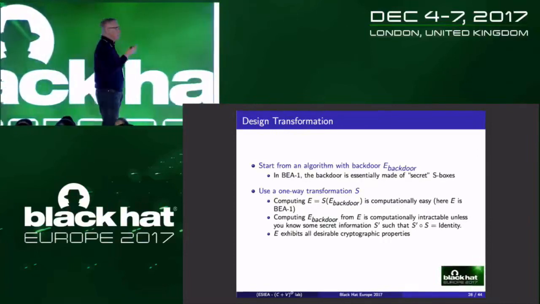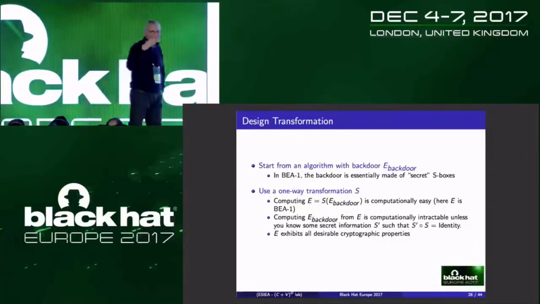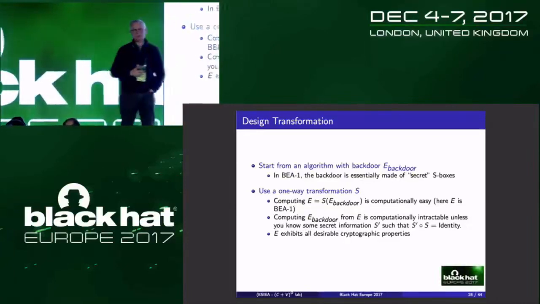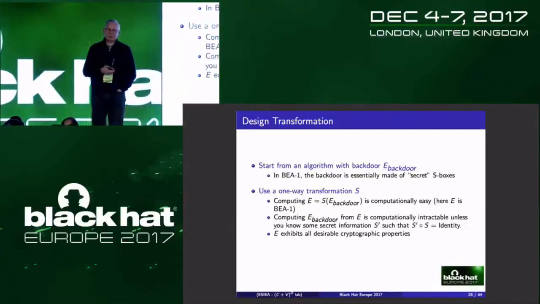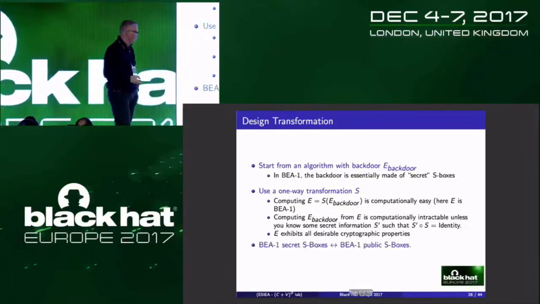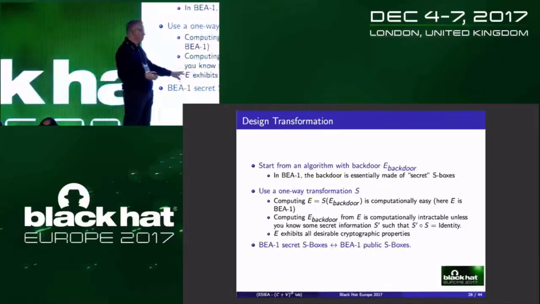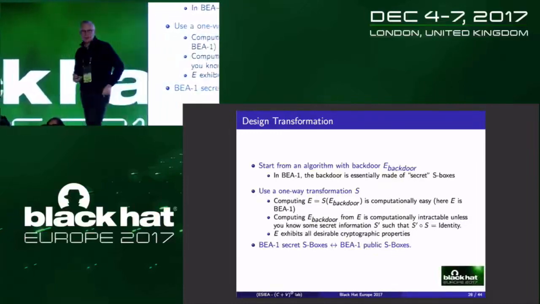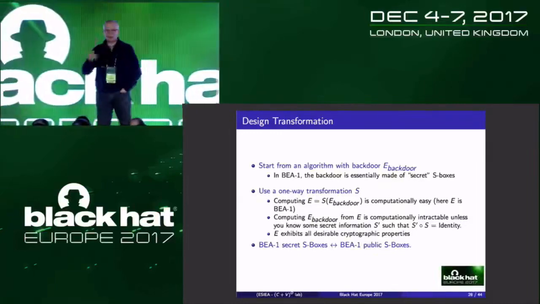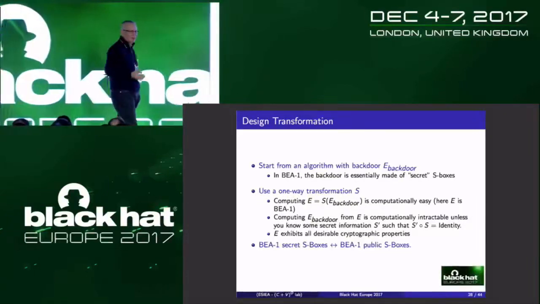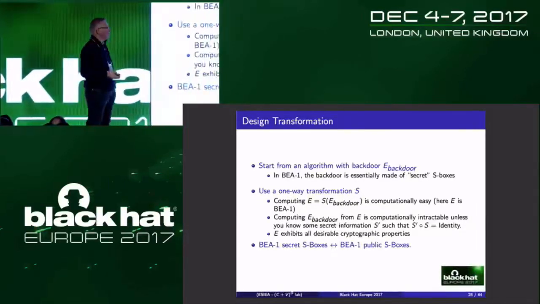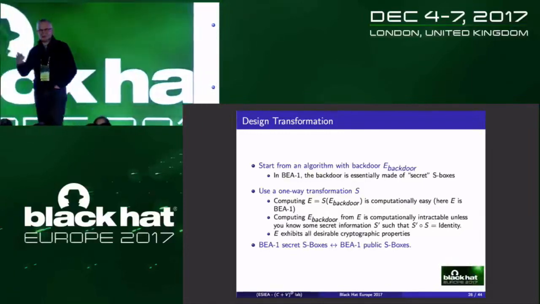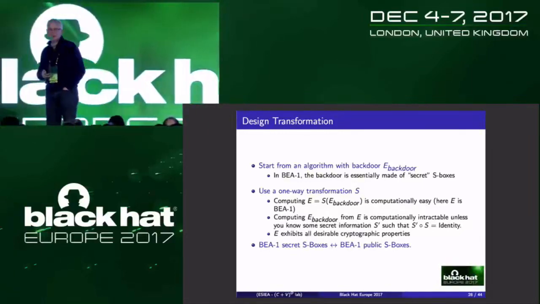And of course, if the designer knows some information, he will be able to reverse the process and exploit the backdoor. In BEA, we have the duality between what we know about the secret S-boxes and the modified S-boxes, which are public. So it is the general principle, whatever the class of encryption algorithm you consider. Design transformation: never publish your algorithm in the way you designed it at the beginning.